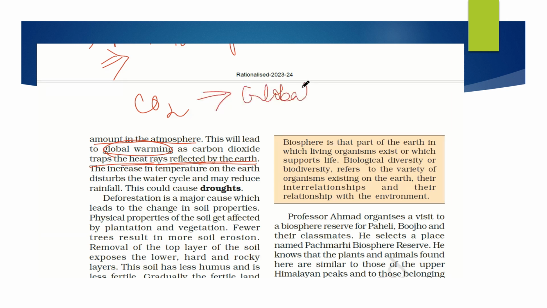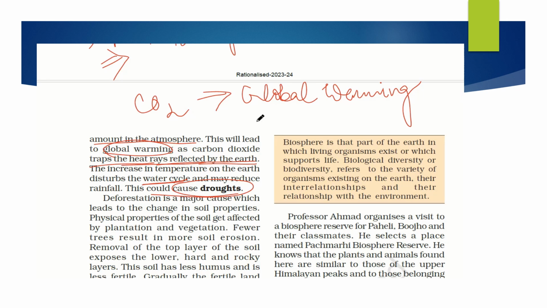So global warming will be there, and as it is retaining the heat rays reflected by the earth, the increase of temperature of the earth disturbs the water cycle and may reduce the rainfall, and this could cause droughts also. So deforestation is causing floods as well as droughts. The water cycle is getting disturbed, so it may reduce rainfall, and in that case it is causing droughts also.